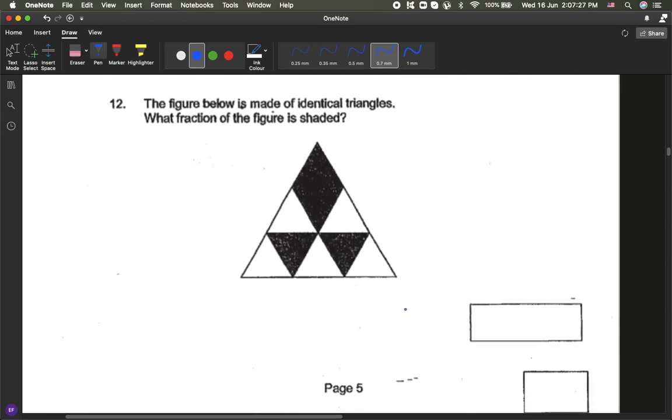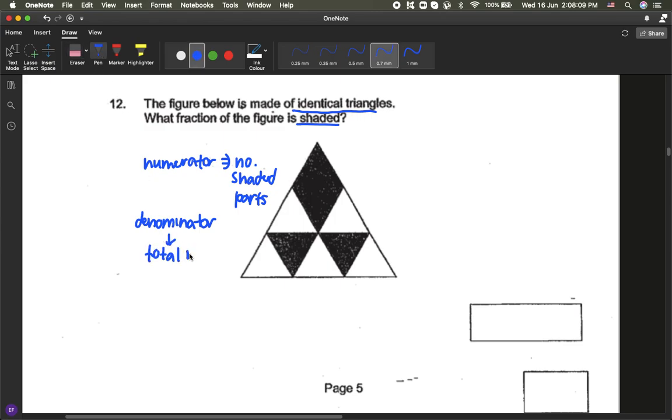Next, the figure below is made of identical triangles. What fraction of the figure is shaded? Okay, we went through a similar question like this. So hopefully you remember that the numerator represents the number of shaded parts, and the denominator in a fraction represents, let me make this clearer, the total number of parts, or triangles in this case.